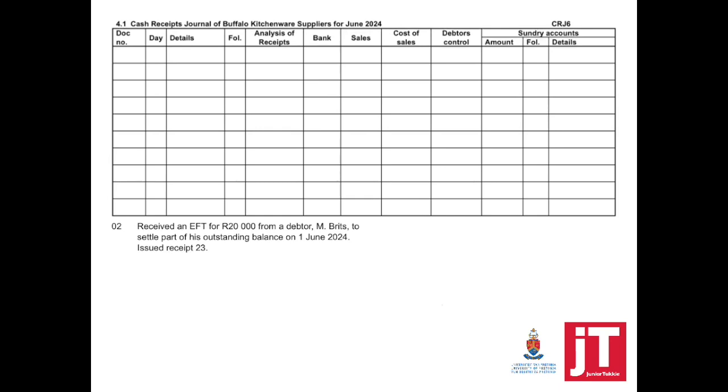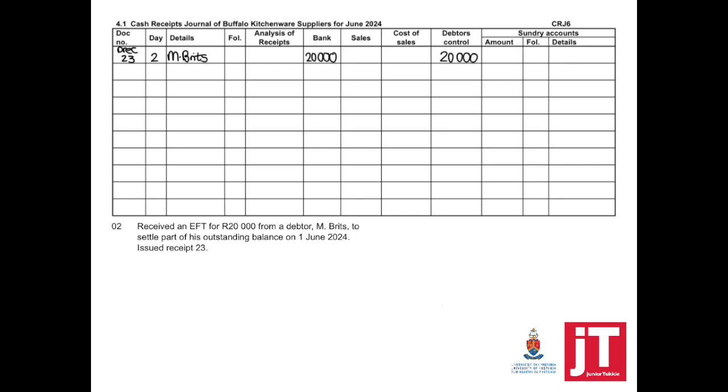Completing the cash receipts journal, day 2. Received an EFT for $20,000 from a debtor, M. Brits, to settle part of his outstanding balance on 1 June 2024. Issued receipt. So be careful with this. They said received an EFT, which means it would have been bank statement. But now they specifically said issued a receipt. That's why the source document is duplicate receipt.